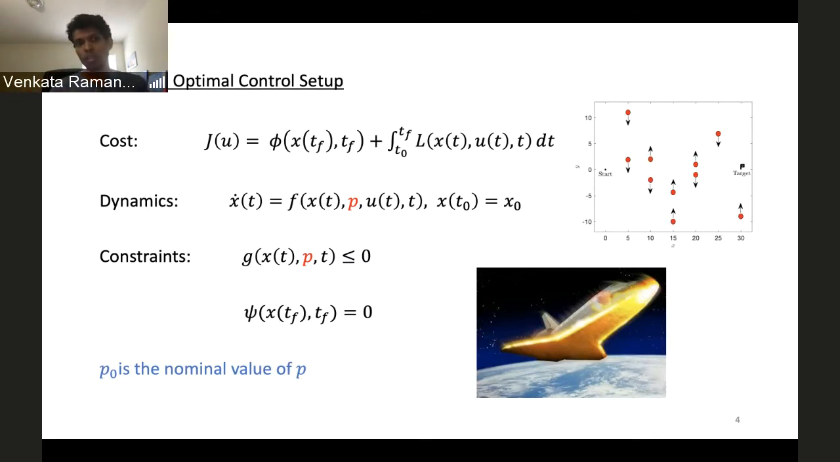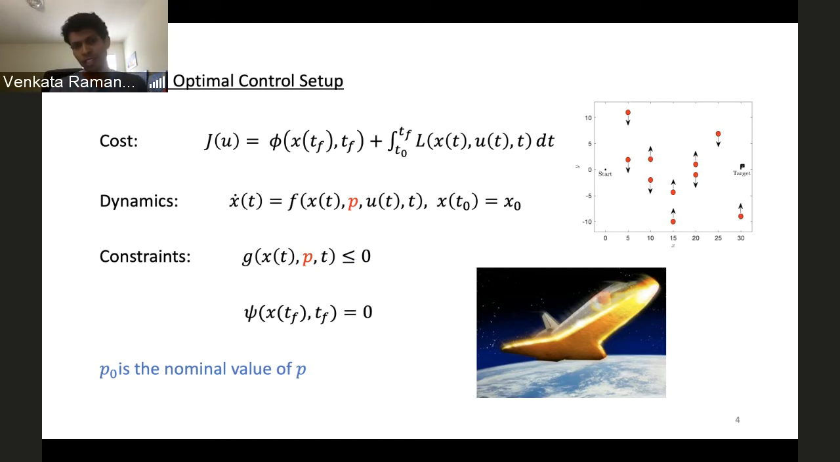So we'll be dealing with optimal control problems. So here is a standard optimal control formulation. You have your cost. There are two terms that are standard, which is the terminal cost represented using phi at x at tf, comma tf. And then there is a running cost that goes from t0 to tf using an integral cost. And you can define the dynamics for the system, the same dynamics that I had presented in the previous slide with the initial condition.